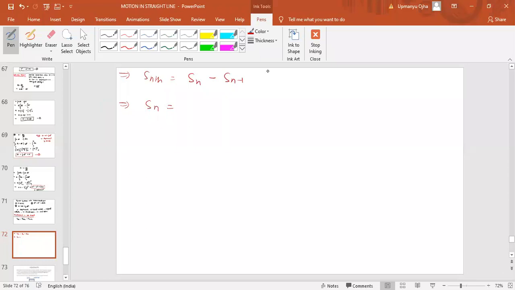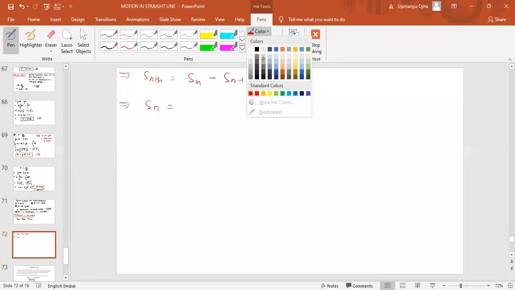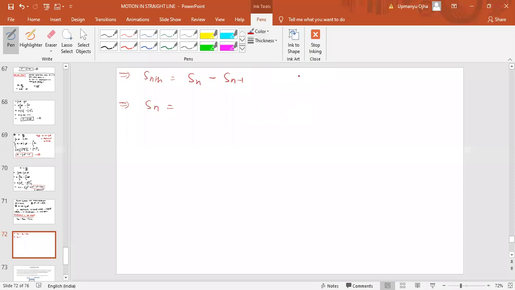Okay, fine. So what is the displacement of the particle in the nth second? Now we have to assume some conditions here: initial velocity is u, and the body is moving with constant acceleration a. Now displacement in n seconds will be equal to initial velocity u times n plus a by 2 n square. Is this correct or not? Tell me.